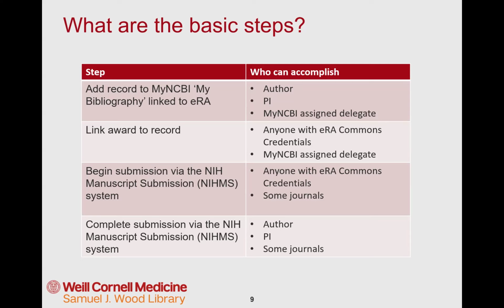So some journals will deposit it into the NIHMS for you. And then to complete this submission, you're essentially just approving the new PubMed Central formatted version of the manuscripts. And here's where it gets most restrictive. So either an author or a PI, or the journal, if you've made that arrangement with them, has to do it. So me as like a third party kind of support person, I can add the record to the bibliography. I can link the record to the award. I can start the submission in the NIHMS, but only an author or PI can do the final approval for most cases.